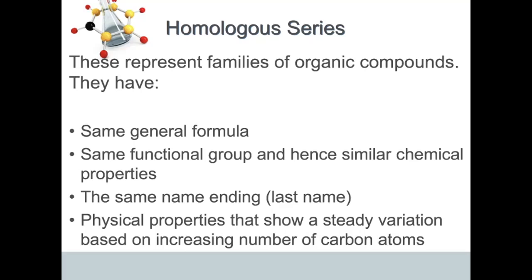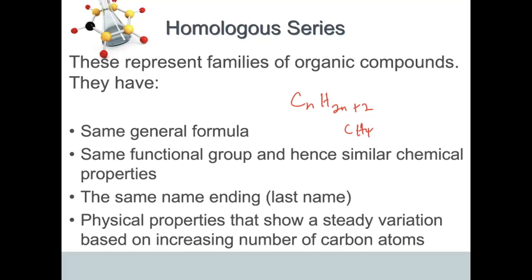So some characteristics: they have the same general formula. Every member of the alkane series will fall under the formula, which for the alkane series, as we said earlier, is CnH2n+2, and n represents the number of carbon atoms. So if n equals 1, H would be 2 times 1, 2, plus 2, 4. So the first one would be CH4. Everybody in the alkane series would fit in that.